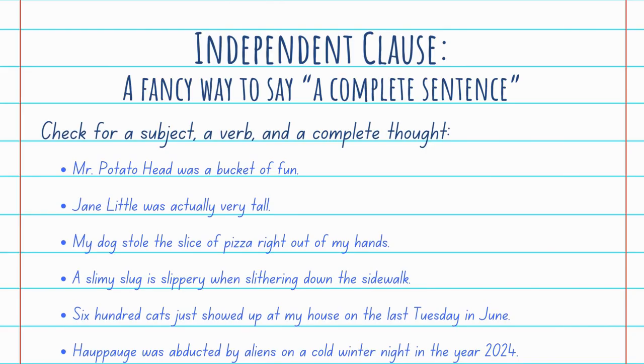Complete thought, check. 600 cats showed up at my house on the last Tuesday in June. It's got everything you need in that sentence. It's got the subject, 600 cats. It's got the verb, showed up. We get some prepositional phrasing in there that situates everything nicely where we want it. Complete thought, beautiful. Hop Hog was abducted by aliens on a cold winter night in the year 2024. So we are wondering, how can an entire town be abducted? But it's got a subject, it's got a verb, and it's got a complete thought.